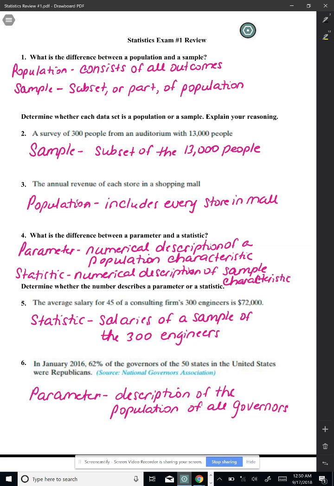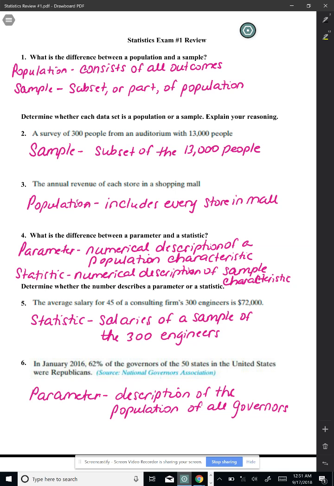Population consists of all outcomes that are of interest. So all outcomes, all measures, all people that were surveyed, everybody that is of interest for that particular experiment or that particular observation. A sample would only include part of or a subset of the population.